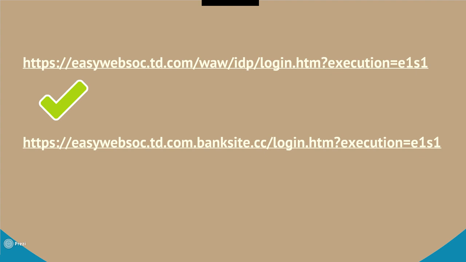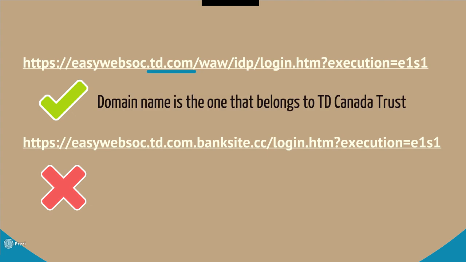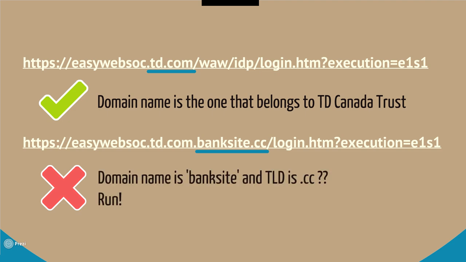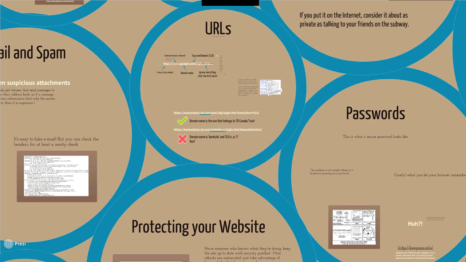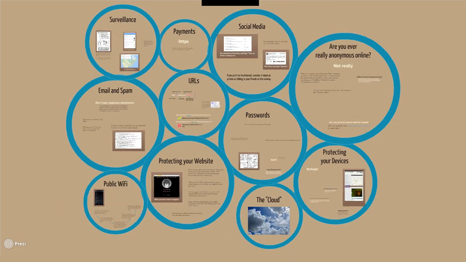The top one is the real one, the bottom one is not. There's why. Right before the first slash, td.com, it belongs to TD Canada Trust. And this one, right before the first slash, it's banksite.cc. Run away fast. It's not a real website. Well, it's a real website. It's just not the one that you want to go to.